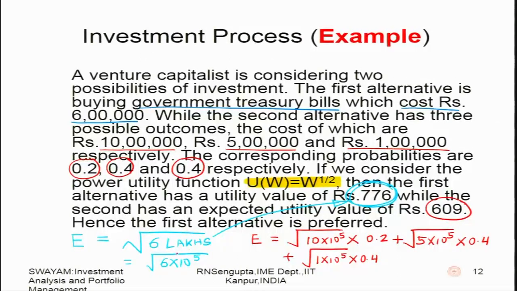So if I add c here, it is square root of 6 lakhs plus some c value. Similarly, I have square root of 10 lakhs plus c value, and obviously 0.2 is multiplied to both the terms, then square root of 5 lakhs plus c value, both the terms being multiplied by 0.4, then square root of 1 lakh plus c value, because that c value is outside the square root, both the terms being multiplied by 0.4. So on the left hand side you have c, on the right hand side you have 0.2c plus 0.4c plus 0.4c, which is also c. So it would not make a difference.